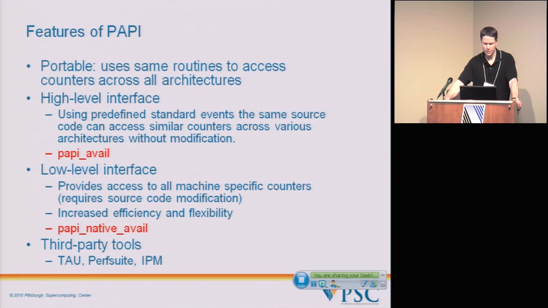So if PAPI is available on that machine, then there are commands like PAPI avail, which will show you the hardware counters that are available on that machine. That particular architecture, the standard PAPI defined ones that will be portable. If you write a code to access those counters, and they're defined at this level, then it will be portable across all architectures that have PAPI installed.